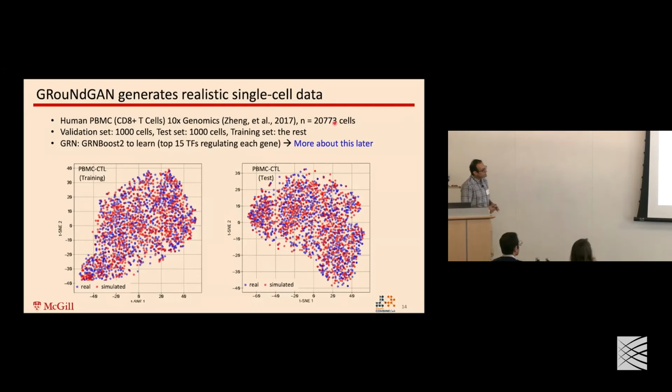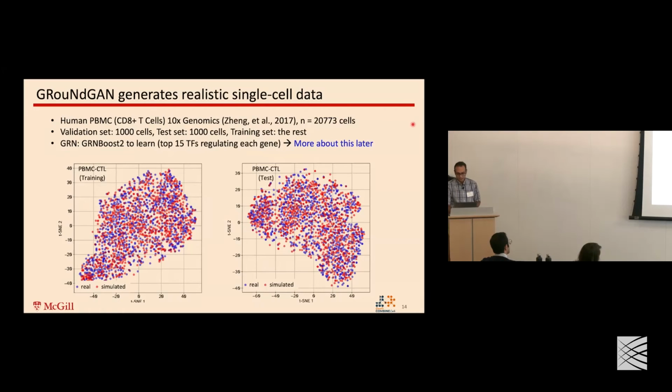So from the t-SNE plot, here the red cells correspond to simulated cells. The blue ones correspond to real cells. And at least visually on the training set, we see that there is a good coverage of all the regions. There's a good mixing of red and blue. And similarly on the test set, which is what we really care about, we see a similar behavior, that there is a good mixing. Of course, this is just a visualization, and we want to really quantify the similarity.